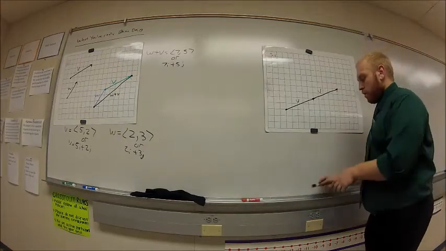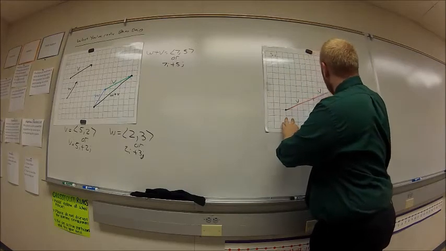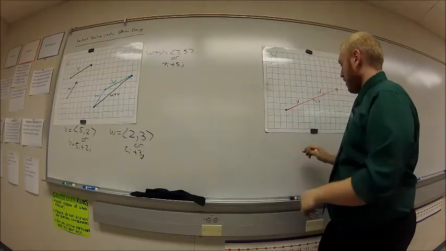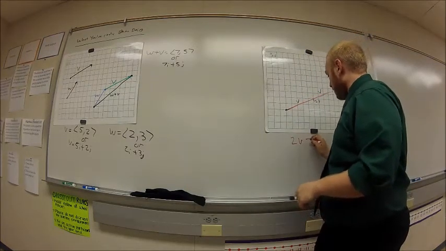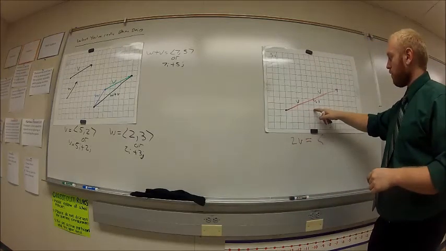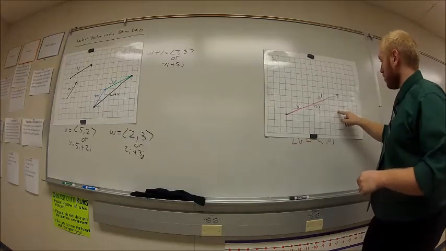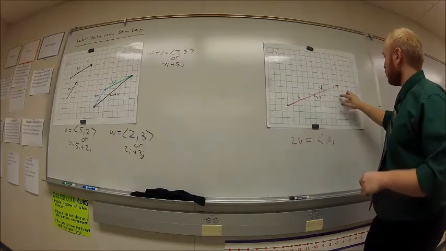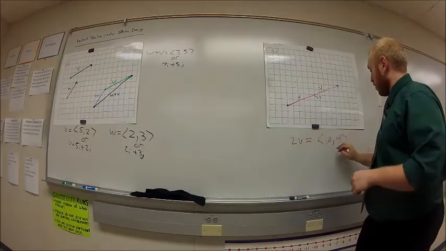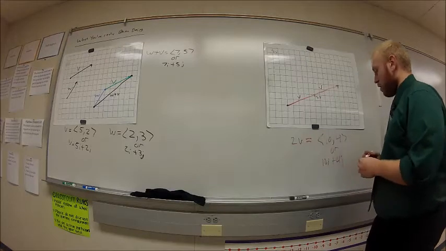Well, then for 2v, if we think about it, it's right there. And then 2v would have to be, well, we're going right 1, 2, 3, 4, 5, 6, 7, 8, 9, 10, and we're going up 1, 2, 3, 4. Or 10i plus 4j.